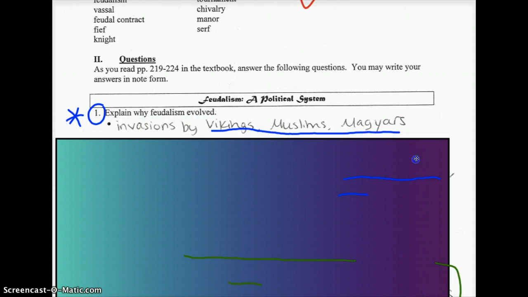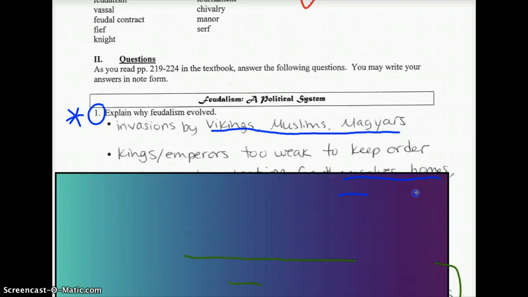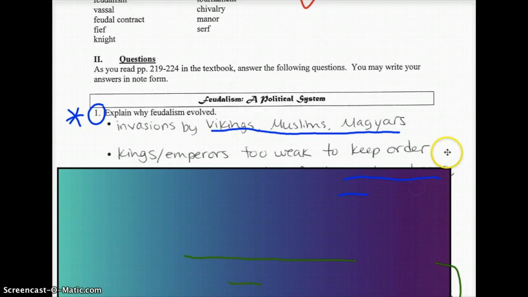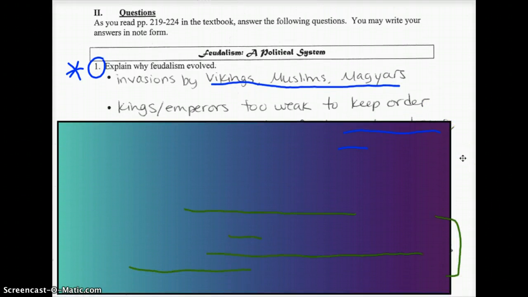First, there were invasions by specific groups that are listed there. They were part of the Chapter 7, Section 1 outline. Second, the kings and emperors were too weak to keep order. So the invasions really wouldn't have mattered if the kings and emperors could do something about them, but they couldn't because they were too weak.